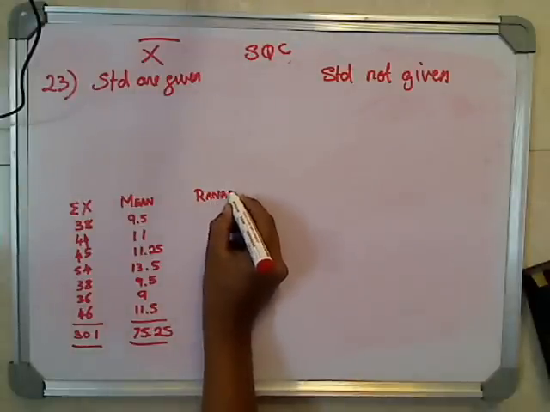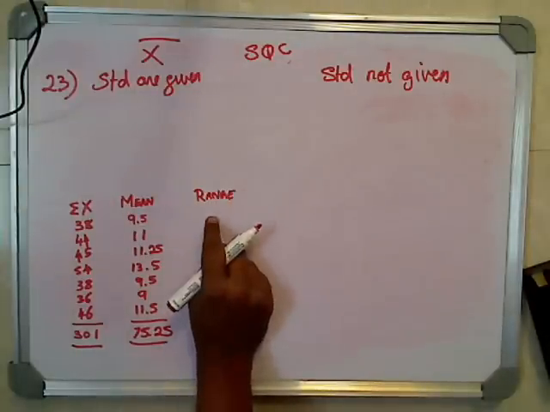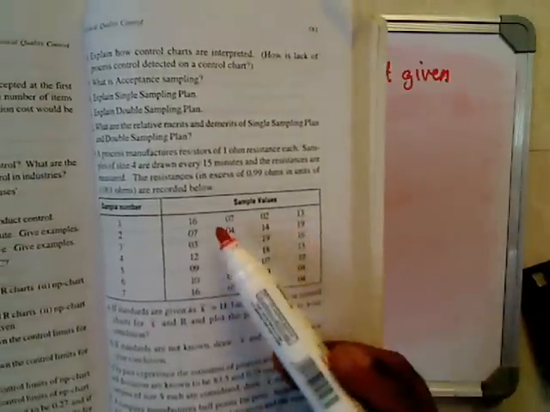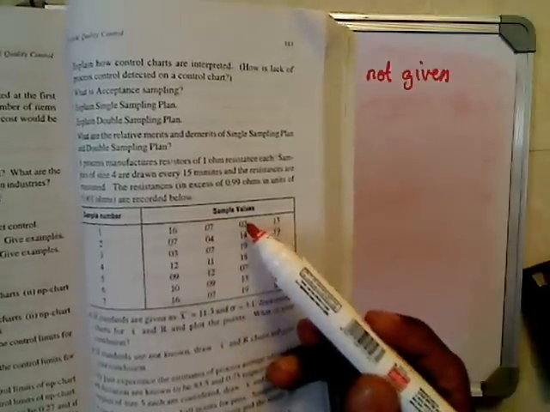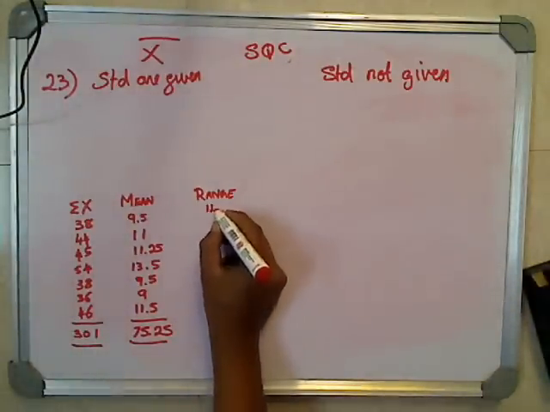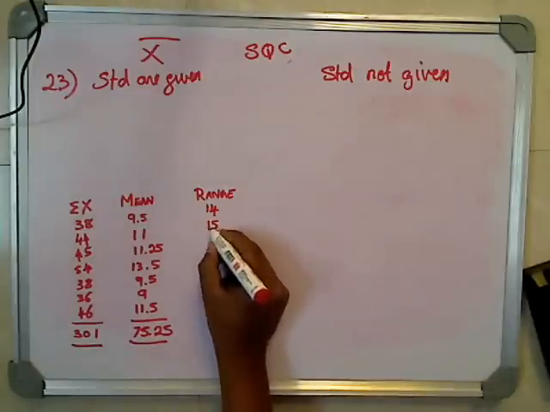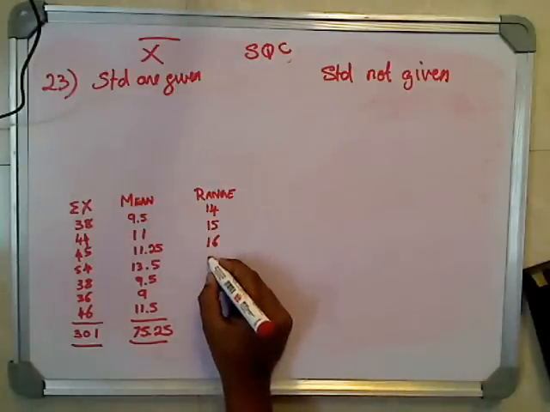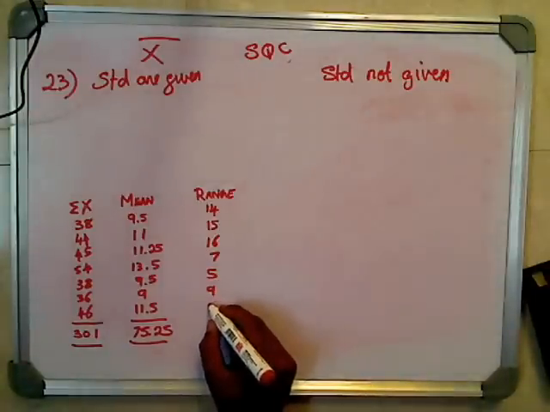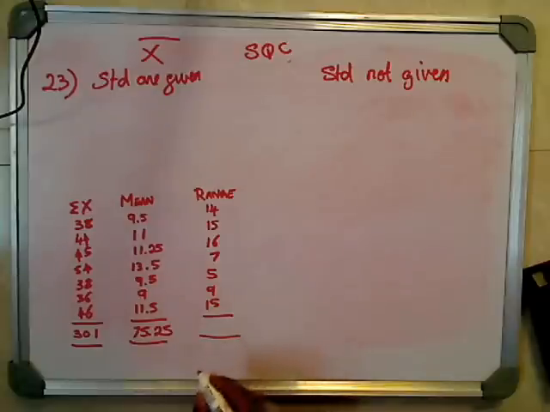The next thing you calculate here is the range. If you remember the formula for range from your first PUC, it's the highest value subtracted by the lowest value. I'm going to run you through the table again. In the first one, the highest happens to be 16 and the lowest is 2, so 16 minus 2. Do the same for all the other values on the table: 14, 15, 16, 7, 5, 9 and 15. Take the total of this, which should come to 81.